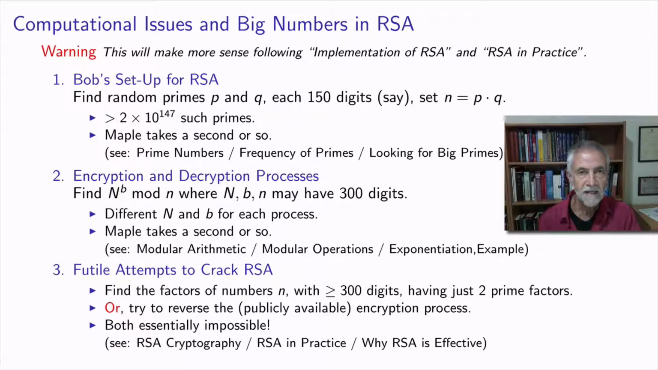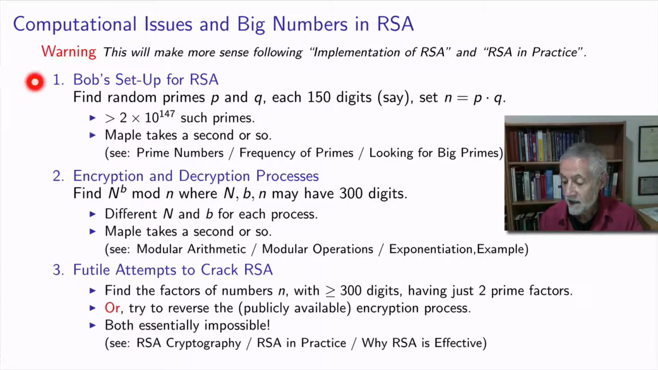So RSA has three main parts. It has the setup and making available your public key, which anybody then can use to encrypt messages for you. The actual encryption and decryption process, where people encrypt messages and you, after receiving the encrypted message, can decrypt it. And another critical part, of course, is attempts to crack RSA. And in each of these, computations with large numbers play an essential role.